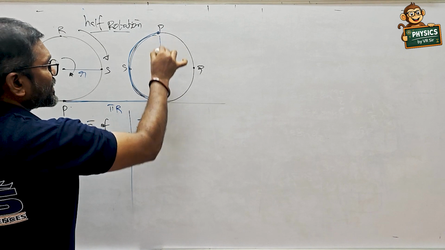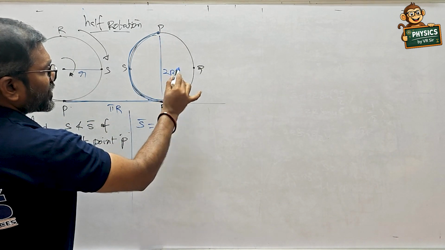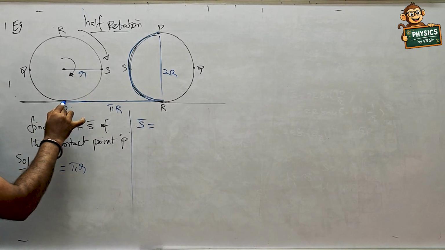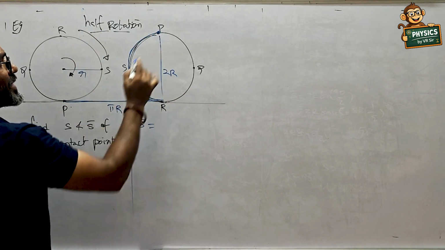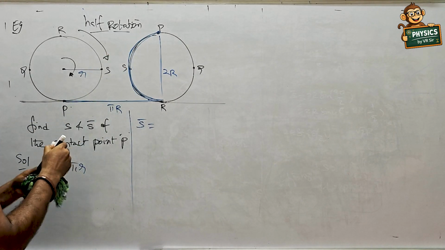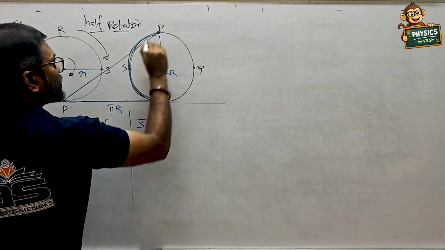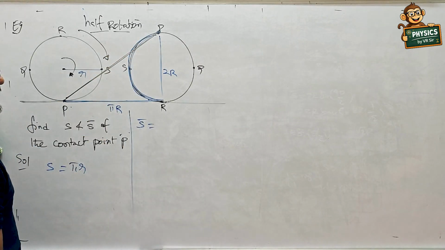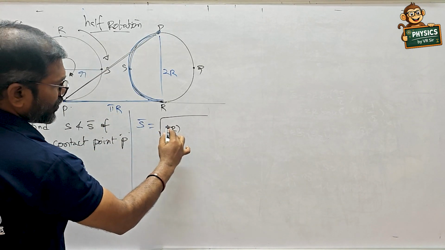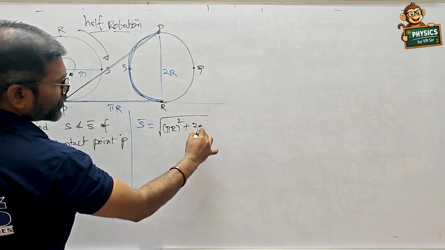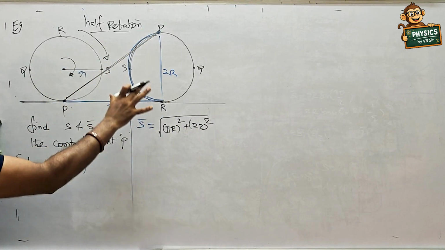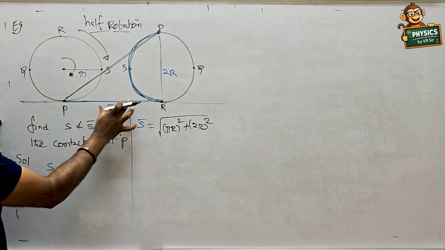And what about this distance? This distance is nothing but 2r. Now it's clear. Previously the point is here, and after a half rotation the point is here. So when you draw from here to here, this is going to become the displacement. Therefore, for displacement I am applying the Pythagoras theorem: root over pi r whole square plus this 2r whole square. Right angle triangle, this is the hypotenuse, so root over side square plus side square.